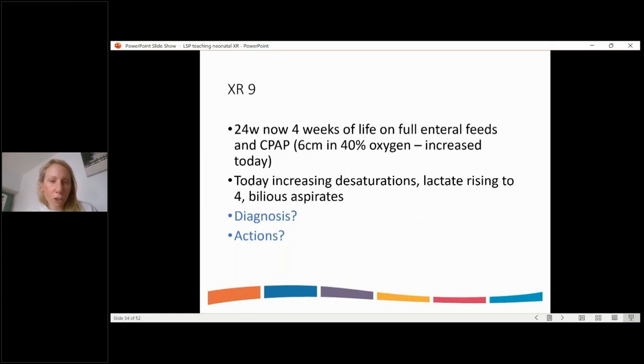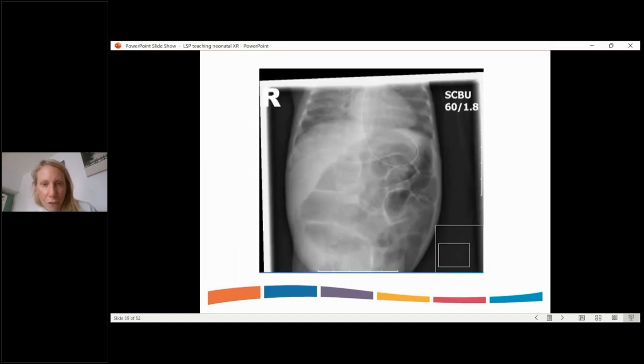So you may well have in your head what you suspect this diagnosis might be, and if you do, does this X-ray help you? And if you don't, what do you think about this X-ray? And again, if you pop it in the chat for me.